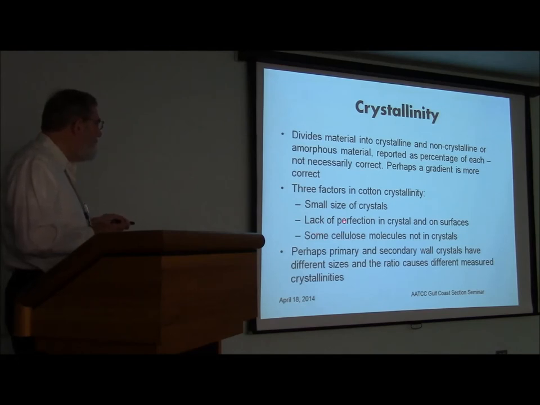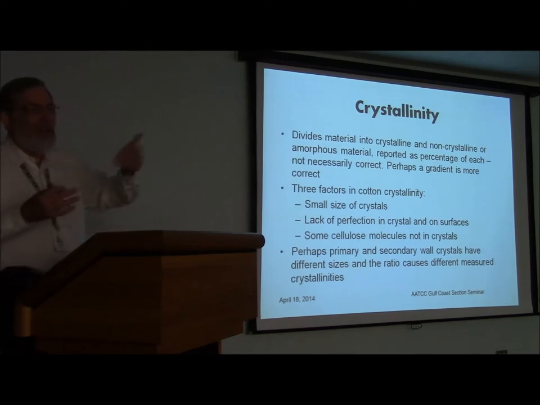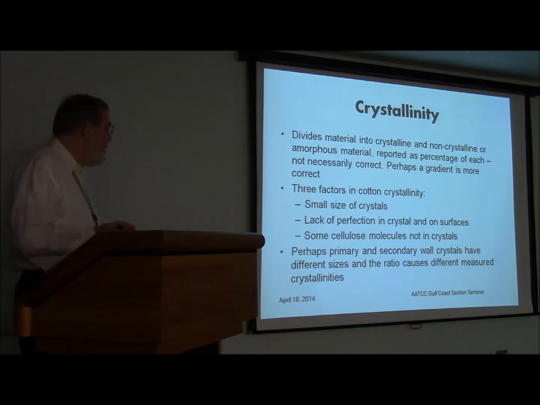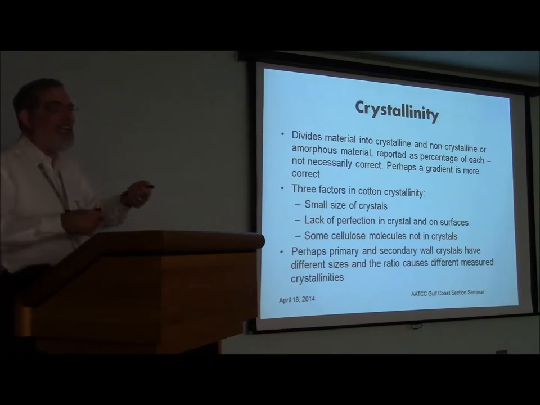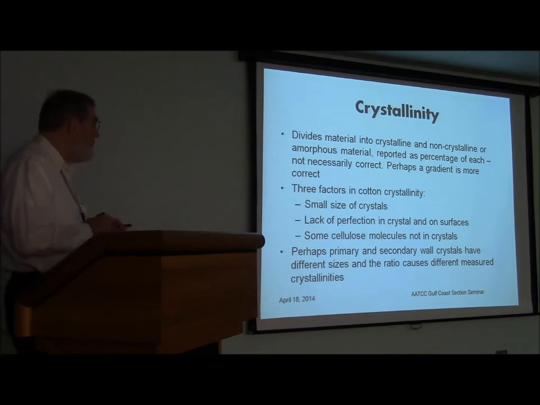And then if you have imperfections in the crystals, so suppose you have a chain end and another chain begin, well, that would disrupt the crystal. Or maybe on the surfaces you have the hydroxyl groups oriented in different ways, or the primary hydroxyl groups oriented in different ways. And then some of the molecules just may not be in crystals at all.